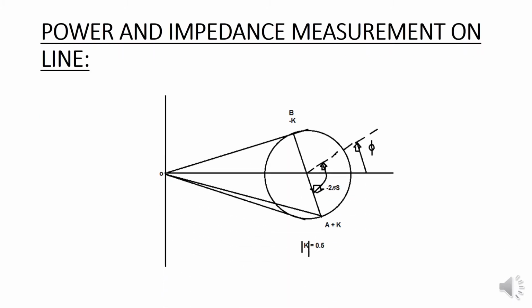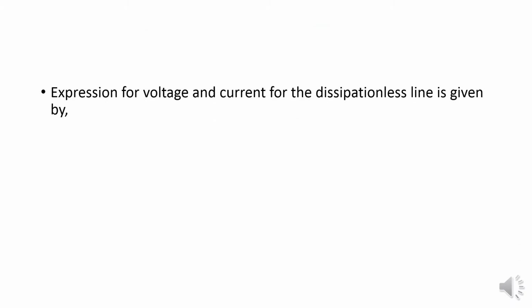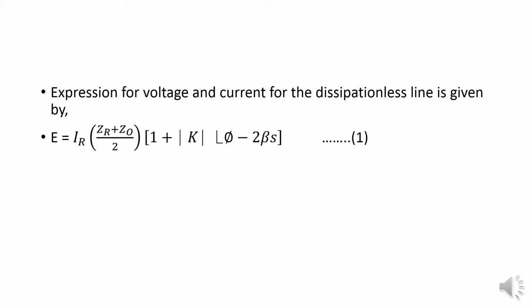Measurement. In this diagram, A and B are the phasors that will be proportional to the voltage E and current I. Then K is the reflection coefficient, where pi is the angle. The voltage and current expressions are taken from the dissipationless line equations, and it is given by E equals IR into (ZR plus Z0) divided by 2 into (1 plus modulus of K angle of pi minus 2 beta S). So this is taken as equation 1.